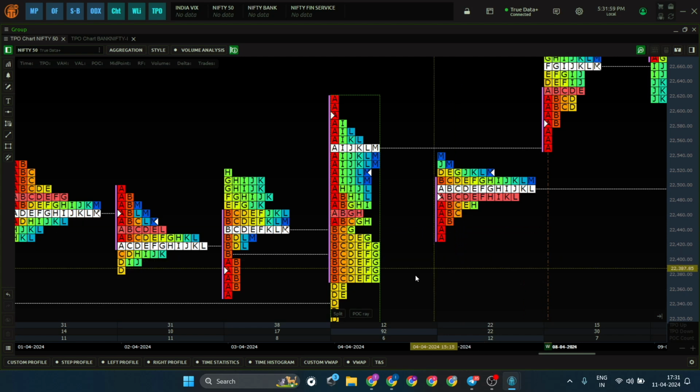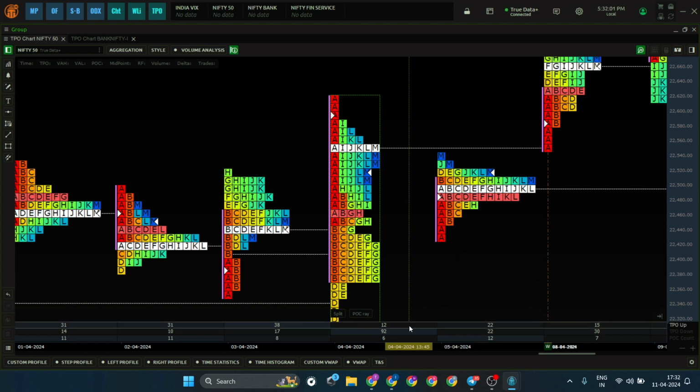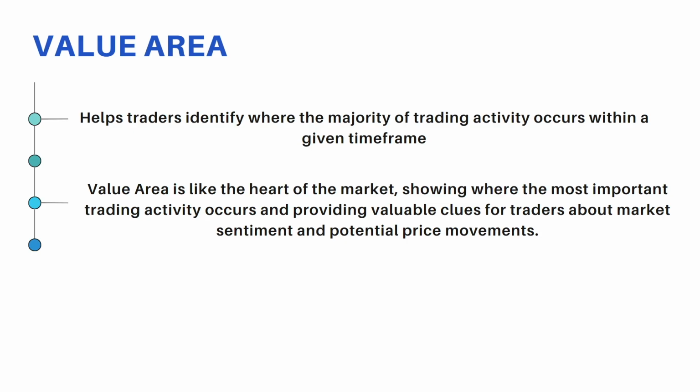So now next, let's move to value area. Now coming to value area, we already discussed the value area introduction in our introduction video, and we also have a dedicated video about auction theory. If you are a beginner, then watch both the videos, or else if you know about auction theory, then it is a complete cakewalk for you to understand value area. Let me go for an example so that you can understand it easily.